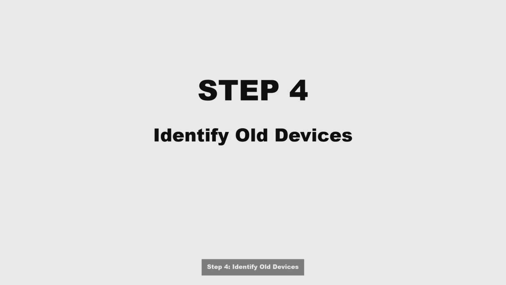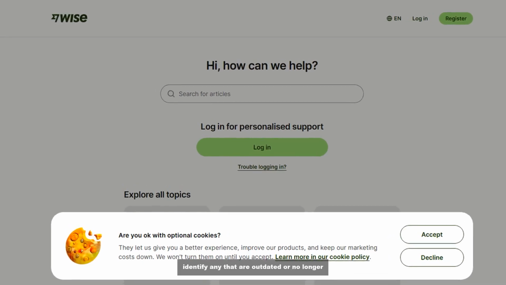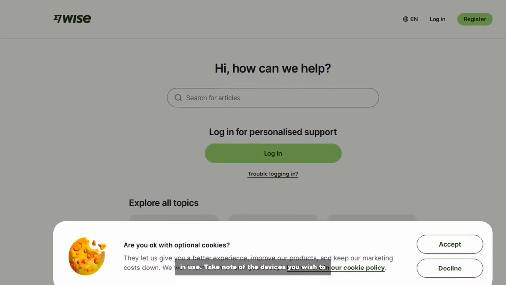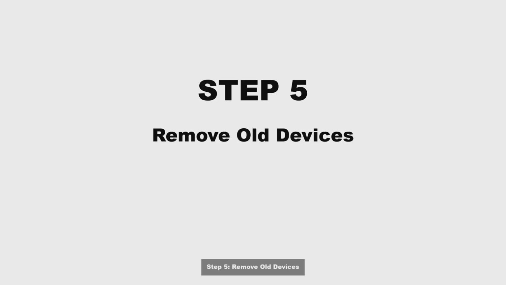Step 4. Identify old devices. Review the list of connected devices and identify any that are outdated or no longer in use. Take note of the devices you wish to remove.